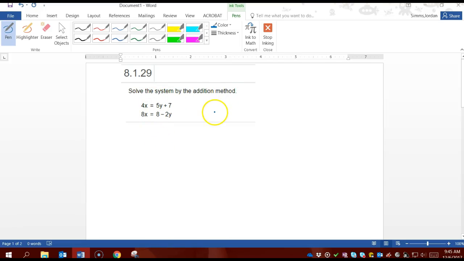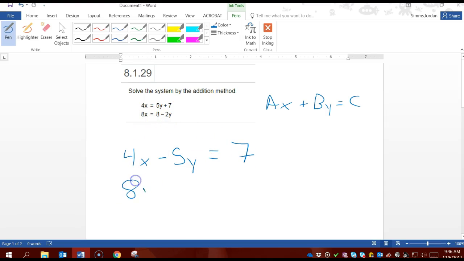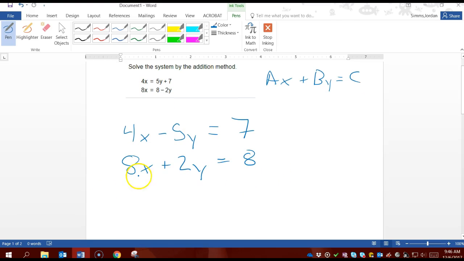First one here, we're going to use the addition method, and it's probably better to rearrange this to ax plus by equals some number, right? So let's do that. Our first equation here is going to be 4x. I'm going to subtract the 5y, we'll bring that over, and that's going to equal 7. Down here, same play, we're going to have 8x plus 2y, right? Because I'm going to add 2y to both sides, and that's going to equal 8. So it's usually just better to have everything in this way when we're doing the addition method for sure.